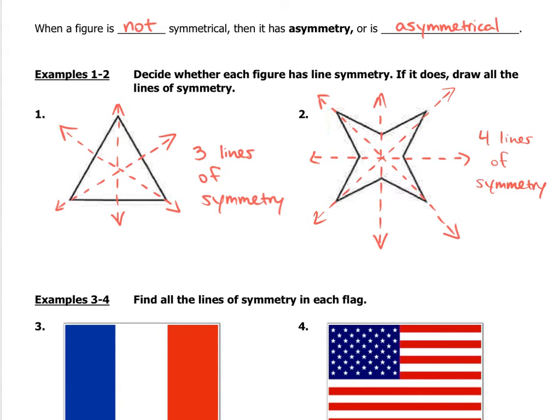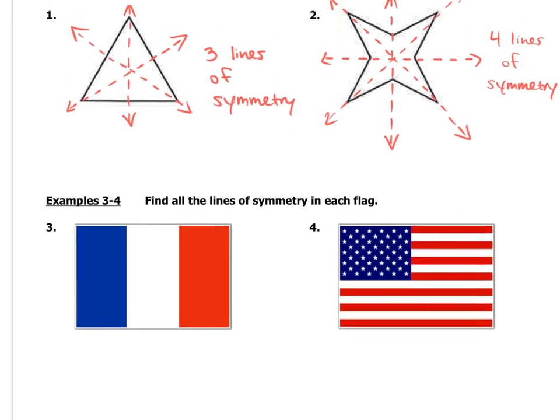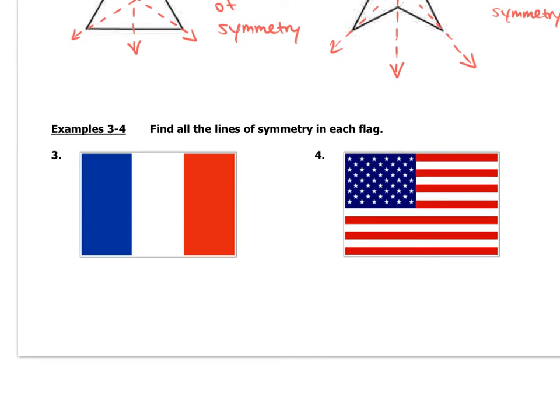Okay, we're going to do the same thing now in examples 3 and 4. This time we have 2 different flags, and we're going to find all of the different lines of symmetry we could draw for those. Number 3, this is the flag of France, and I want you to take a moment and see if you can find any lines of symmetry in this figure. Okay, can you draw any type of line so that you would cut the figure into 2 equal halves?